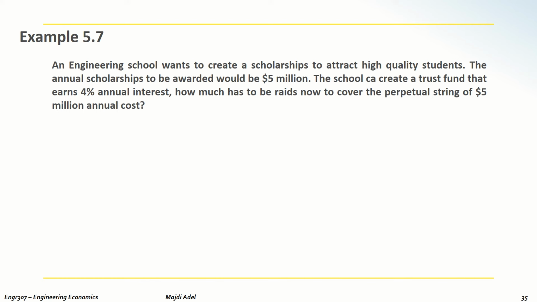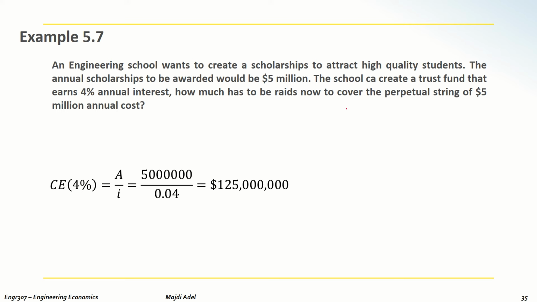Now how are they going to secure this $5 million? They are going to open a trust fund account that will give them 4% annual interest, and from the interest generated by this account, they will pay the $5 million every year. They will collect donations and put them in the bank, and the bank will give them 4% interest. Then the question is, how much should they raise now so that they will be able to pay $5 million in scholarships for practically infinite time, continuously and indefinitely?